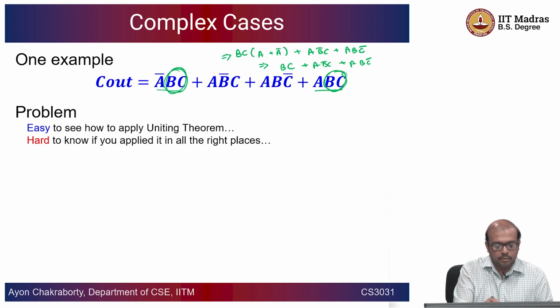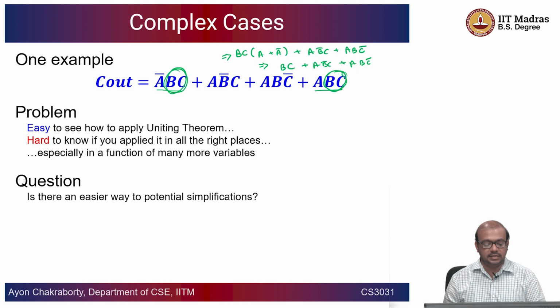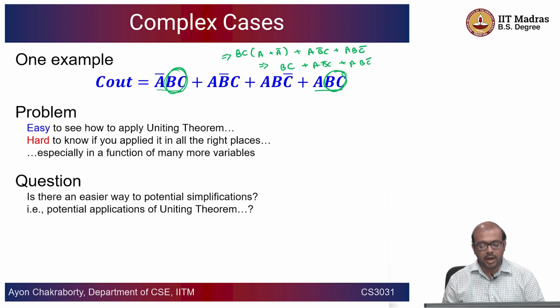So, it is hard to know whether you have applied the unifying theorem in the right places or not. The next problem is especially in a function of many more variables. So, we might have 4 or 5 and so on. In those cases it becomes a little bit tricky. So, the question is: is there an easier way to potentially simplify these kinds of expressions, and where should you apply the unifying theorem or the uniting theorem.